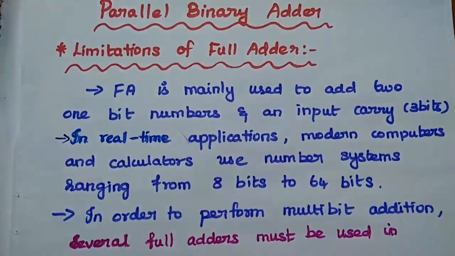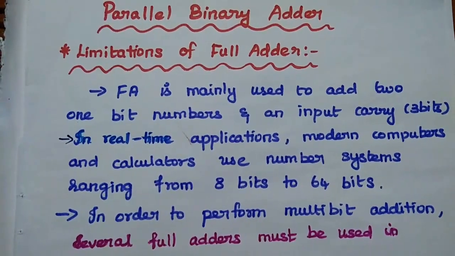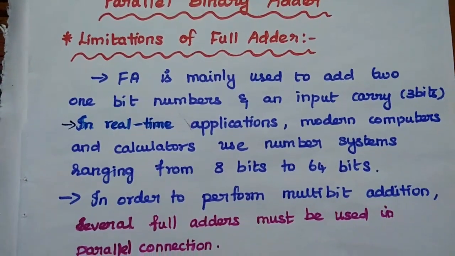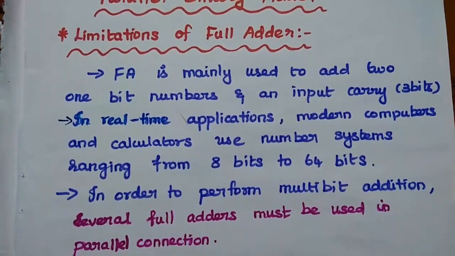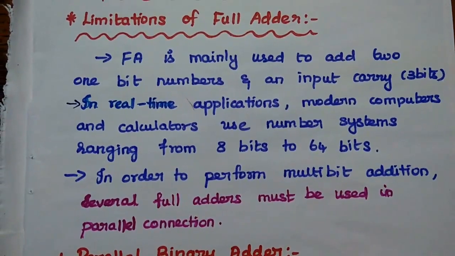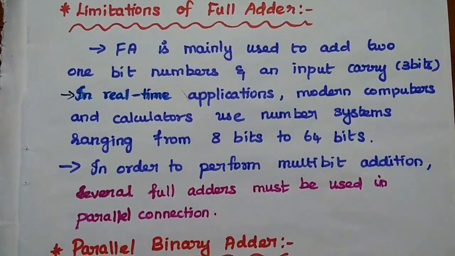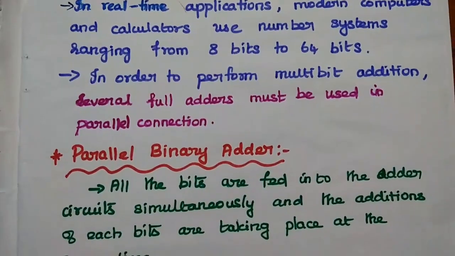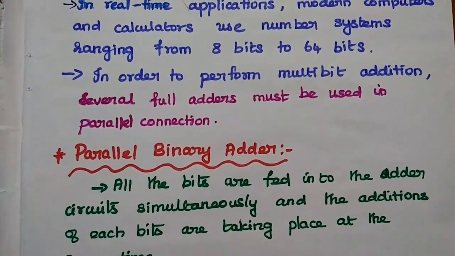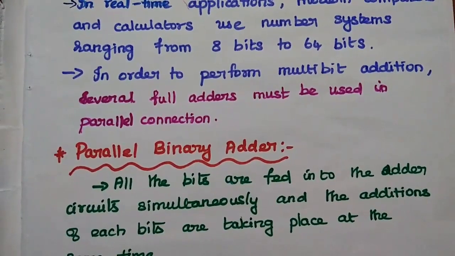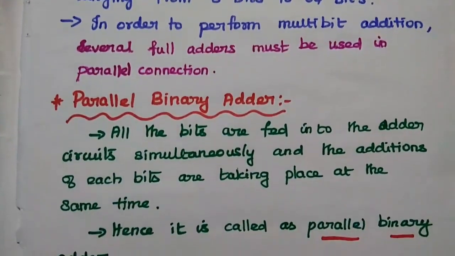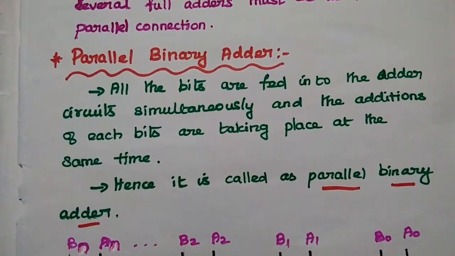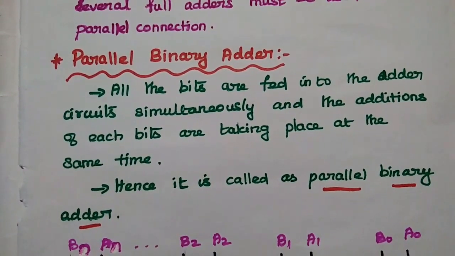But in real-time applications, modern computers and calculators use number systems ranging from 8 bits to 64 bits, even more than that. So in order to perform multi-bit addition, we need to have several full adders connected together in parallel. Here the parallel binary adder performs the multi-bit addition. So n-bit addition can be done by using a parallel binary adder.